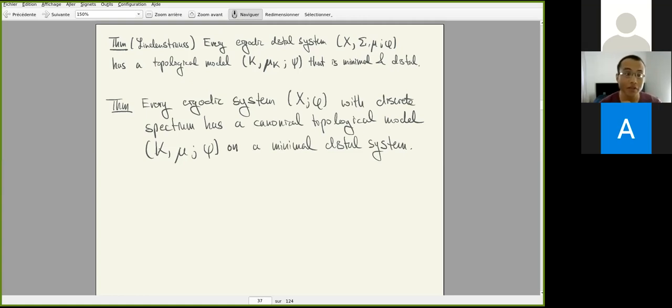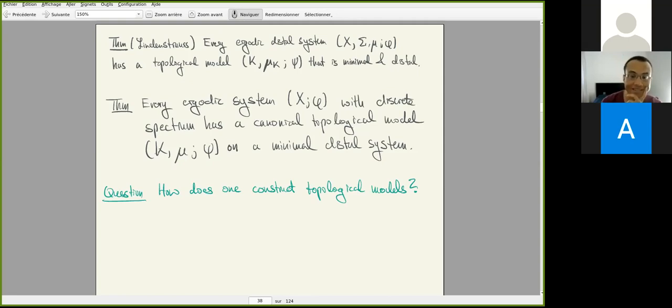And to prove this theorem, or to think about how one can prove this theorem, it makes sense to first ask an easier question. And this is the following theorem, the special case. We start with an ergodic system with discrete spectrum. Certainly an ergodic system with discrete spectrum is distal as a measure preserving system. And then one can show that such a system has a completely canonical topological model, no choices required, on a minimal distal system. In fact, a minimal isometric system. Okay. Now, if one wants to prove this, how does one go about it? How does one construct topological models?